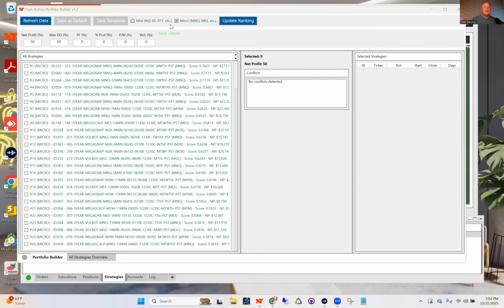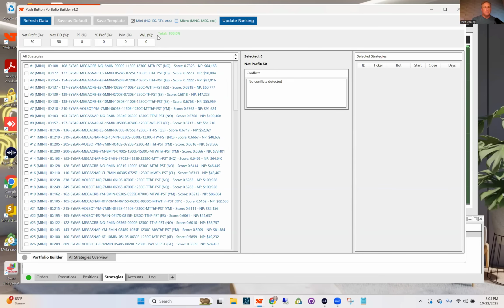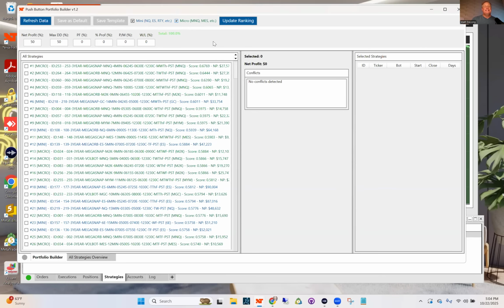And so as we check these, you'll notice these are all in green. When I check this, it's green, all these are green. When I check this and uncheck the other, they're all blue, right? And when you check both, you get the mix of green and blue. And all that means is the different assets that you're trading. Are you trading a small asset or a larger one? M and Q, green, meaning micro.